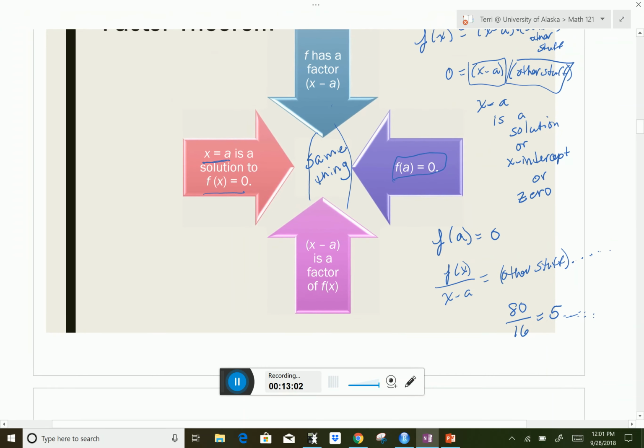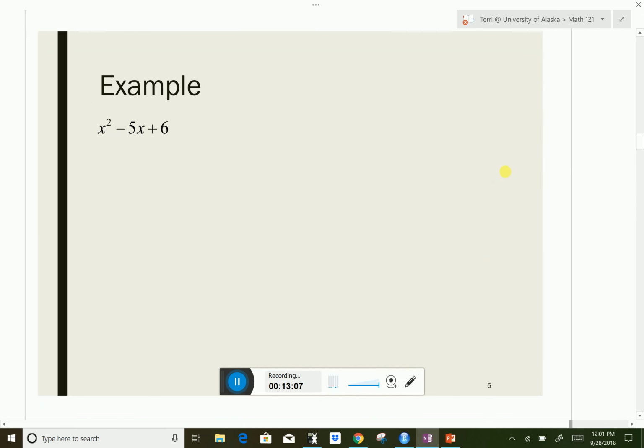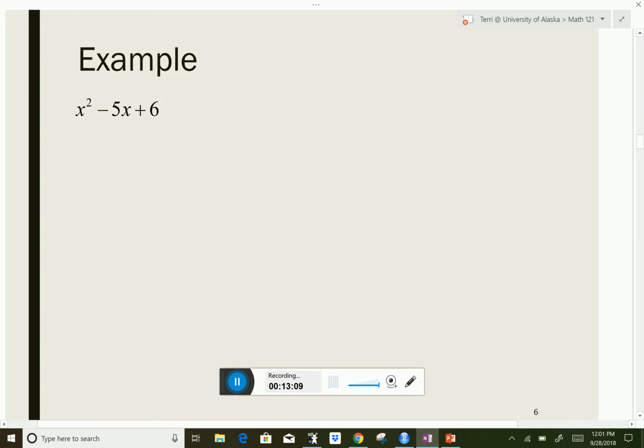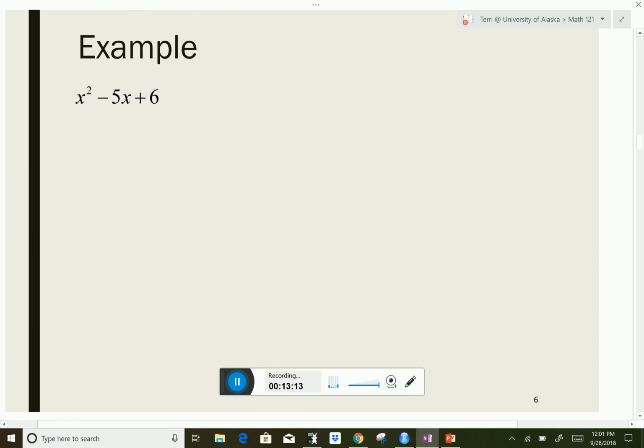So, how does this help us? Well, let's do this example. What I want to do with this is almost the same as the one I just did, but that's okay. Actually, it's not. This is plus 6. So I want to do the same thing that I just did. I want to say, what are the factors of x squared minus 5x plus 6? So let's find that out.